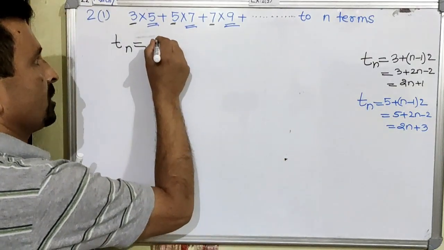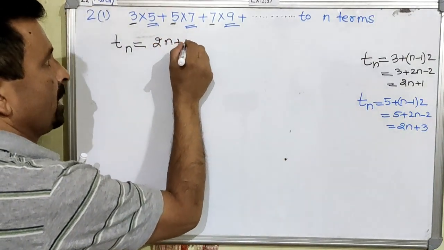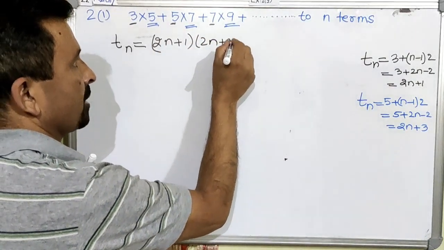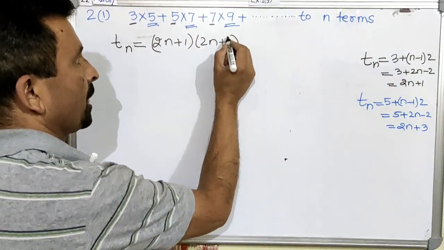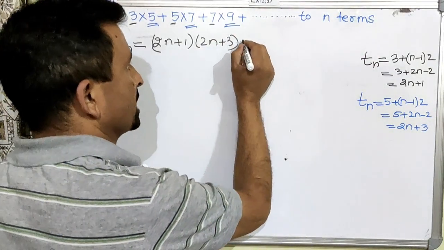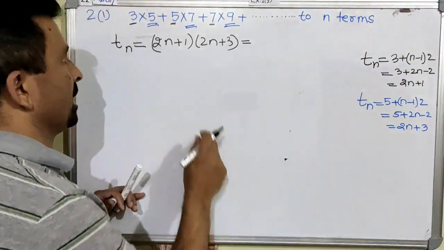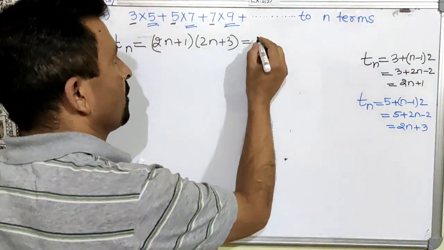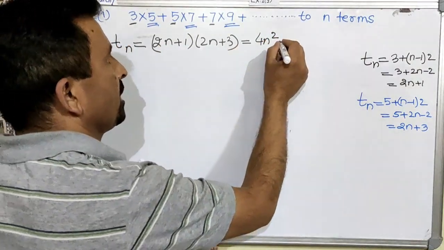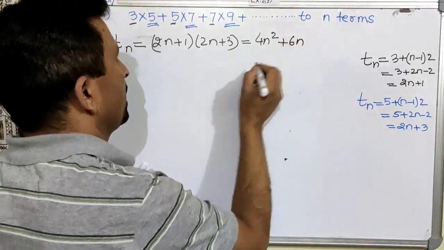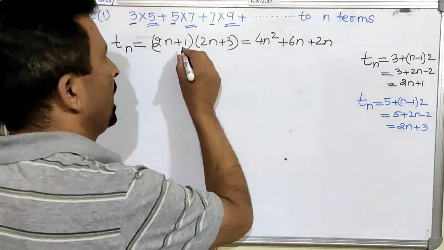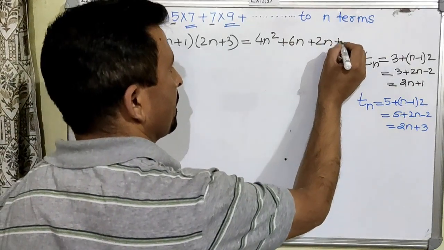So, let me write 2n plus 1 into 2n plus 3. Is this very clear? Now let us simplify this. When you simplify this, everything will become clear. 2n into 2n, 4n square. 2n into 3 is 6n. And then 1 into 2n is 2n. And 1 into 3 is 3.